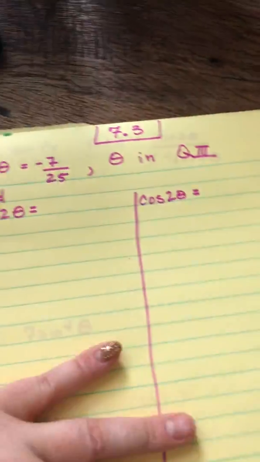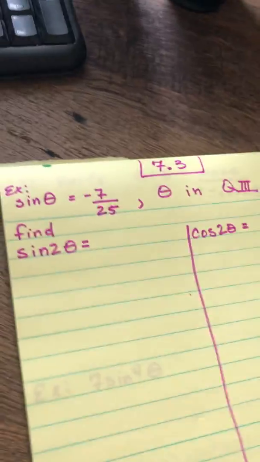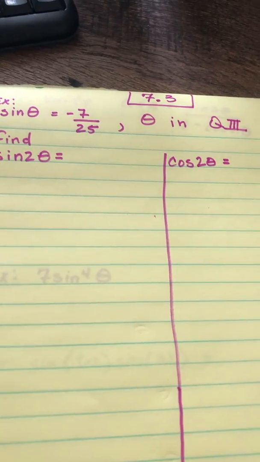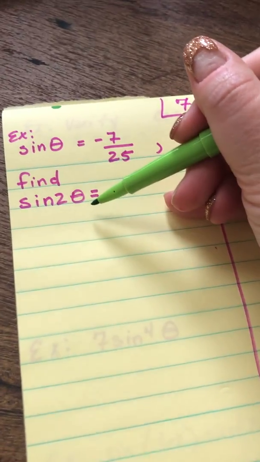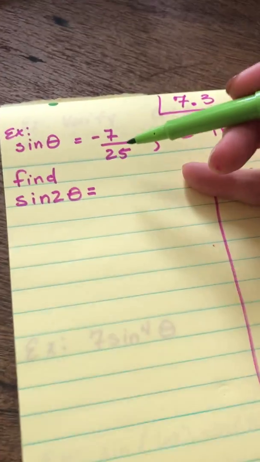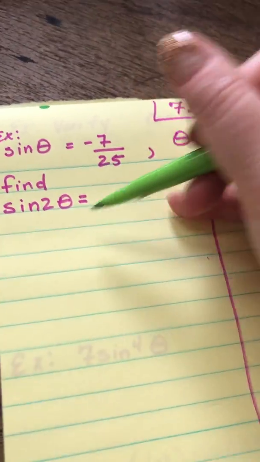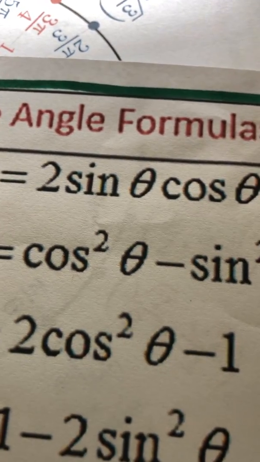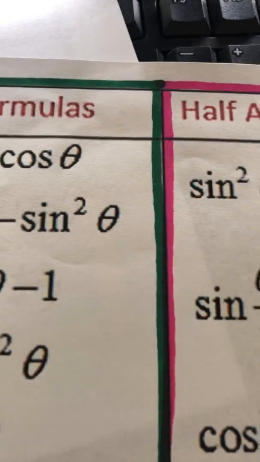Okay, so this is kind of like 7.2 where we just use these formulas to do problems. The first example in 7.3 says sine theta equals -7 over 25. Theta is in quadrant 3. Find sine 2 theta. Sine 2 theta is not just multiplying this fraction by 2. We have to use the formula: sine 2 theta equals 2 sine theta cosine theta.